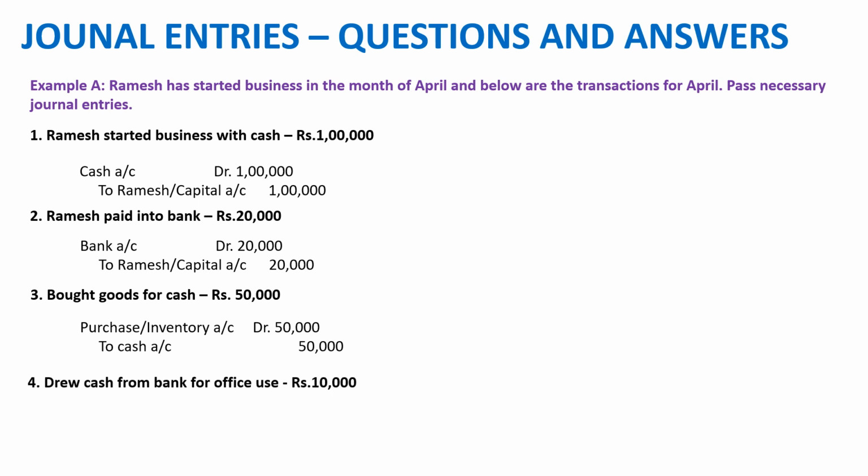Next transaction, drew cash from bank for office purpose 10,000. So here also you have two accounts: one is cash, one is bank, and both are assets for the business. But one asset is increasing, that is cash, because you're withdrawing money. At the same time, another asset, that is bank balance, is reducing. So whichever asset is increasing, that is your cash account, will be debited to bank because that asset is reducing by 10,000 rupees. So to bank 10,000.